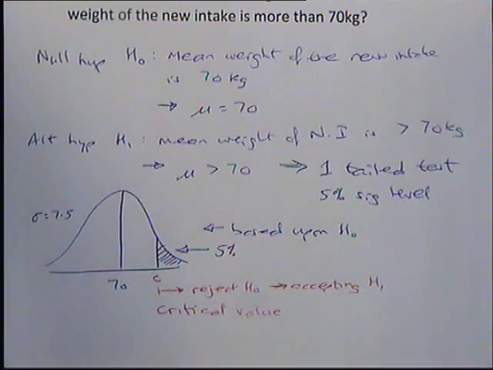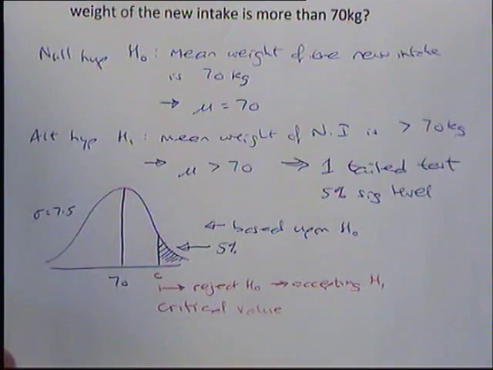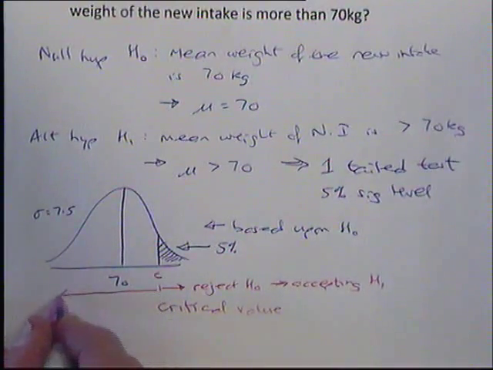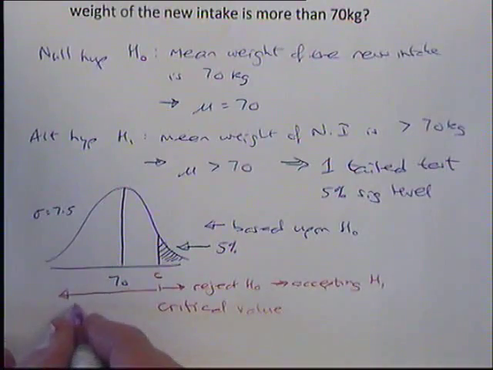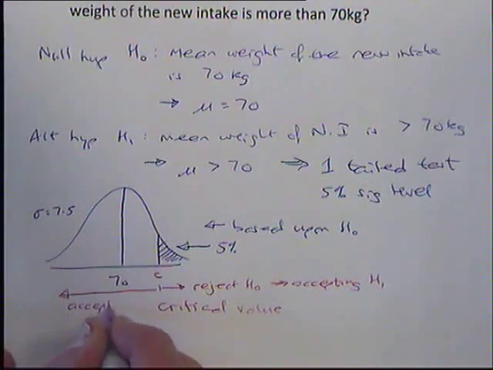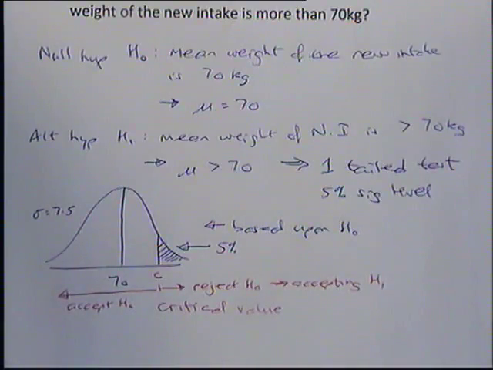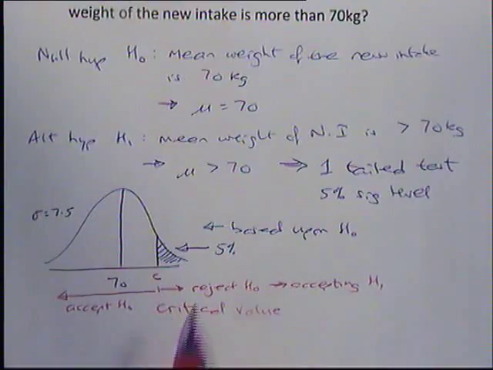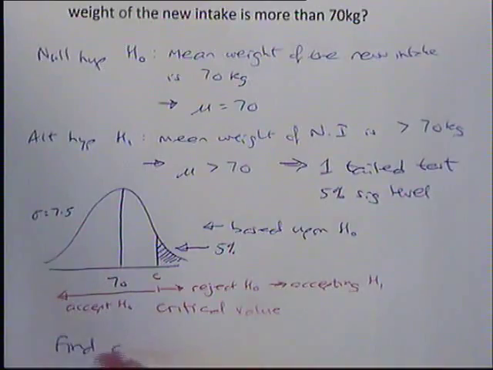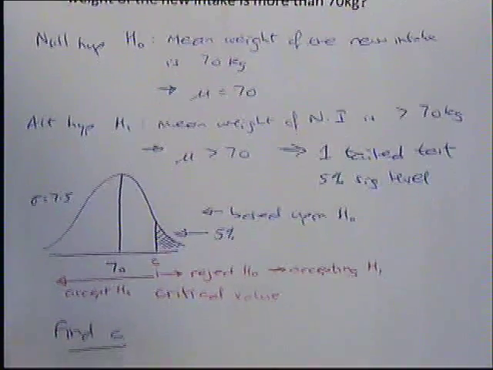H1, the alternative hypothesis. However, if the sample mean of our sample is in this region here, lower than that critical value, we'll say, yeah, we're quite happy to accept H0. There's nothing particularly unusual about their weight. So that's the process we're going through. So the crucial thing that we've got to do is to find the value of C, because we know the sample mean. So what we have got to do now is to find C, this critical value.